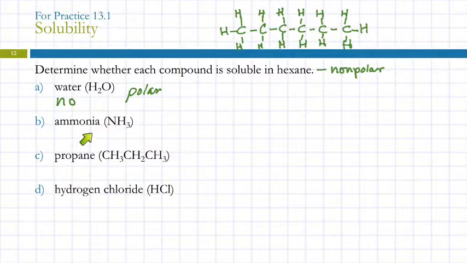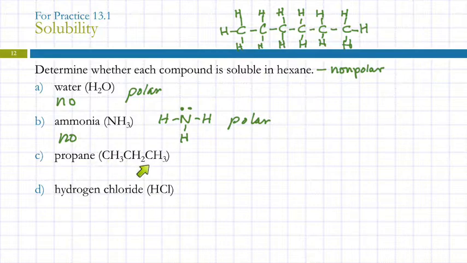How about ammonia? Is ammonia polar? Well, you might not be able to tell just by looking at the formula. You may have to draw a Lewis structure. What does that lone pair on the nitrogen tell you? It's polar. So ammonia is polar. Will it dissolve in hexane? Nope.